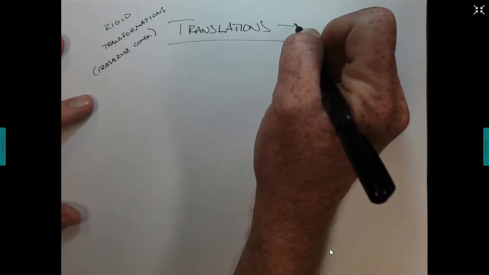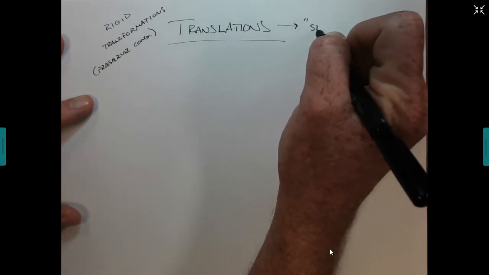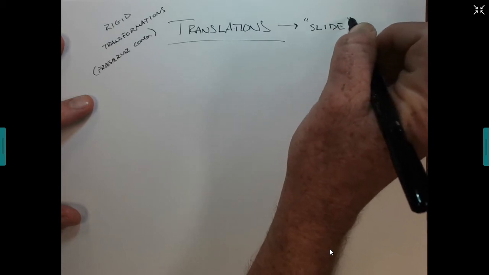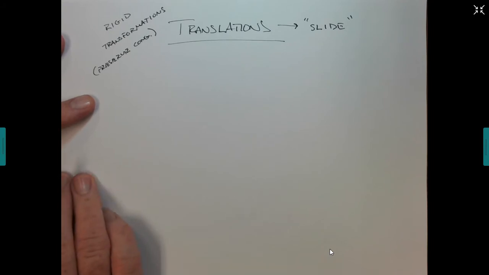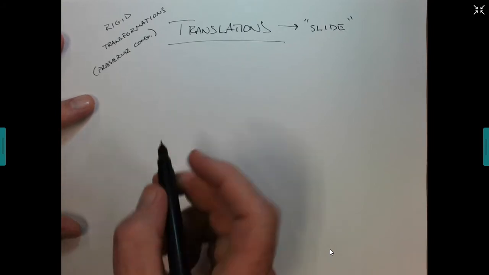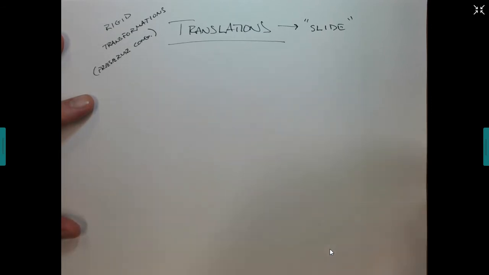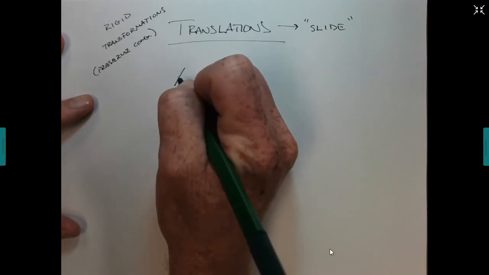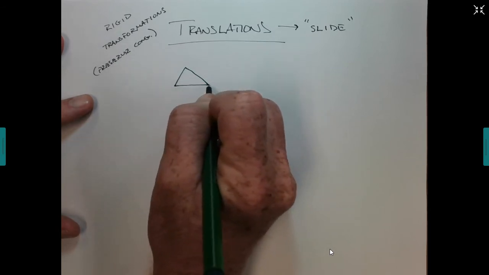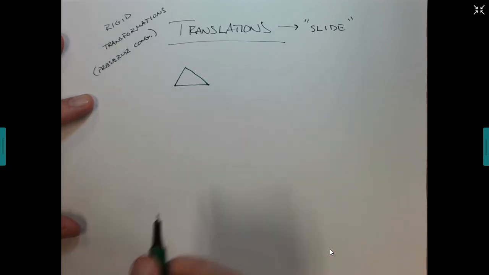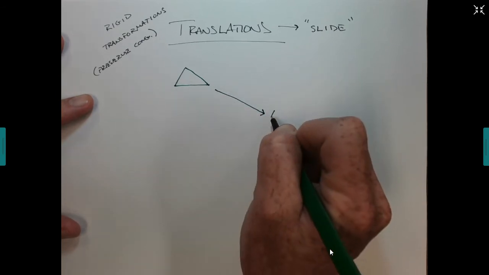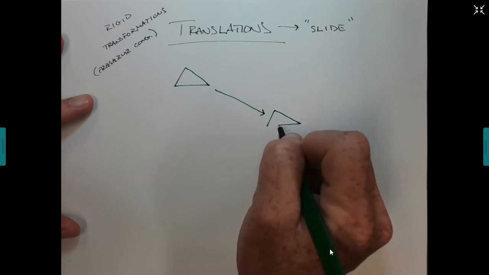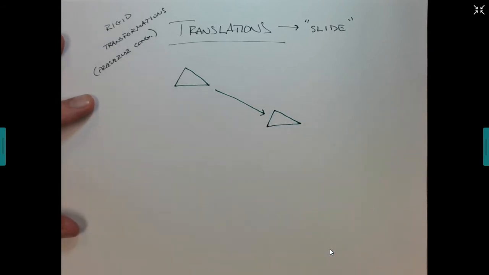A translation is a really big word. A lot of people think translation, well, we're just sliding something. That would be a simplistic layman's term for a translation. Well, if we're talking about sliding something, we're going to be taking some object. We're going to be sliding it in some direction, and without changing its size or shape, it's going to end up in a new location.